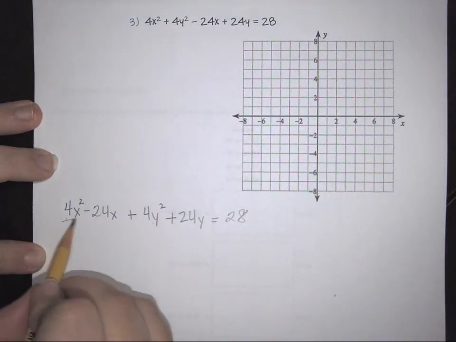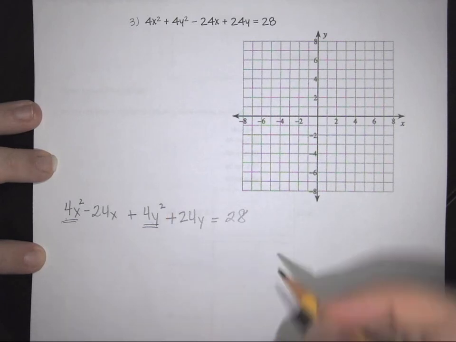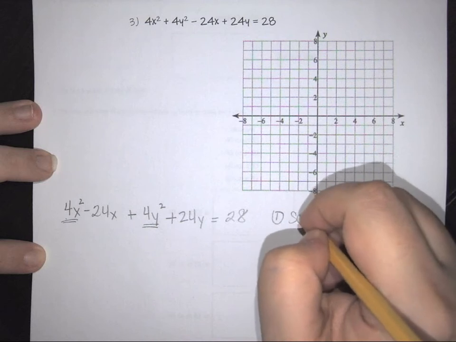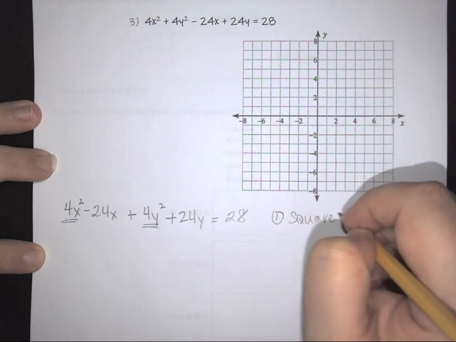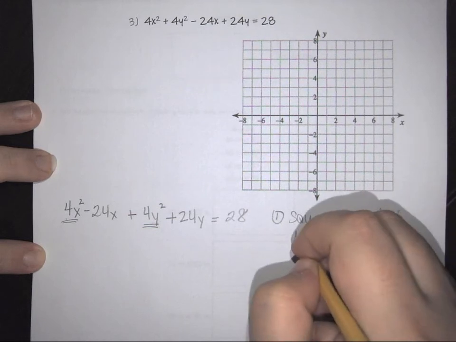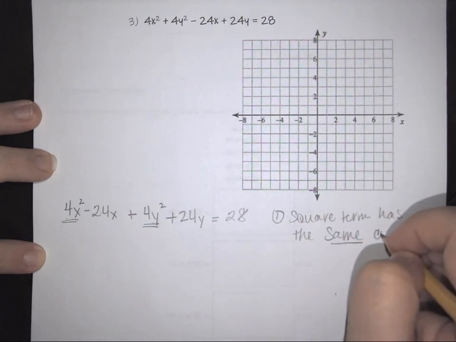Because these terms here have a coefficient, the first thing you want to look at is you want to make sure that your square term has the same coefficient.